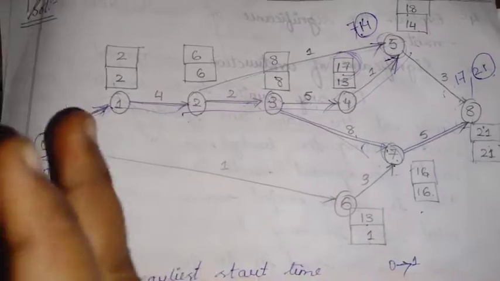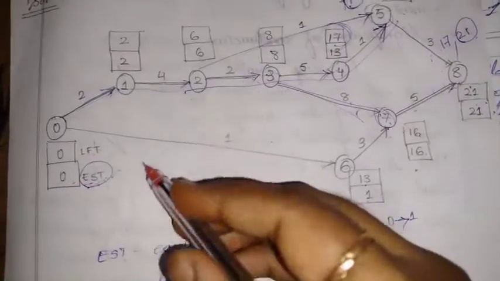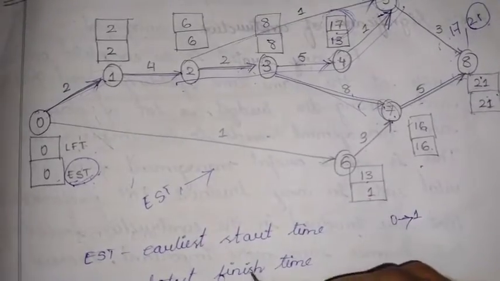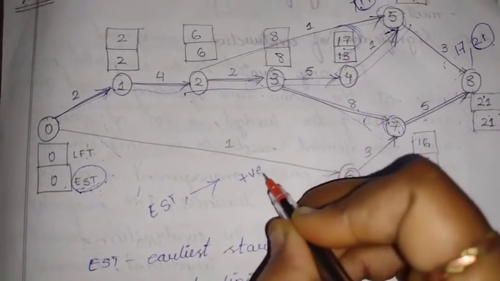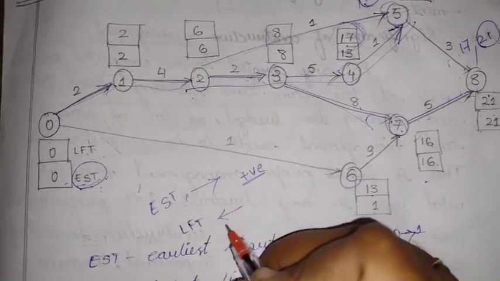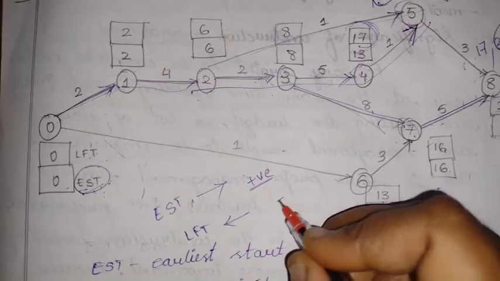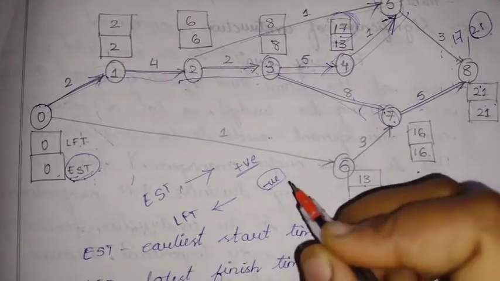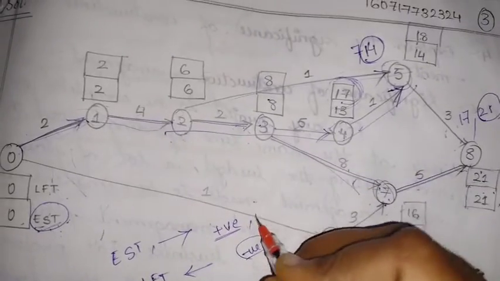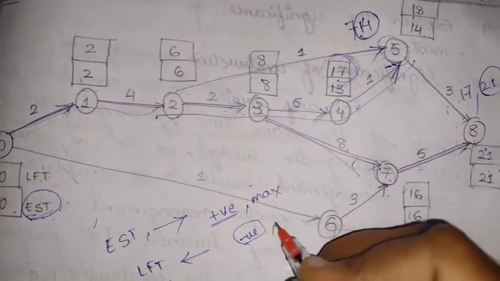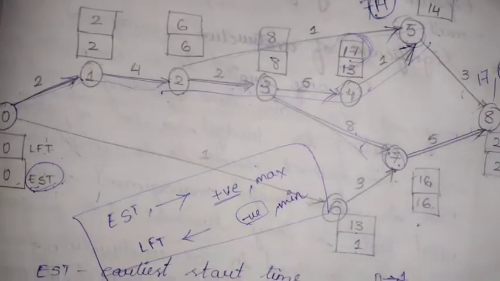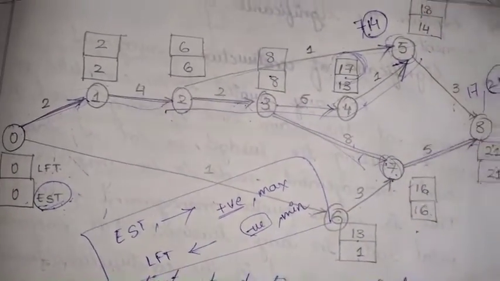And whenever we are going in EST, I will tell you the differences. In EST, we will follow the arrow direction, and also we'll add those values. But in LFT, we will go in a direction opposite to the direction of the arrow, and we will subtract the values over here. So here and here we will be considering the maximum value. Here we will be considering the minimum value. This is it. If you understand these three basic values, you will be getting the diagram of this.